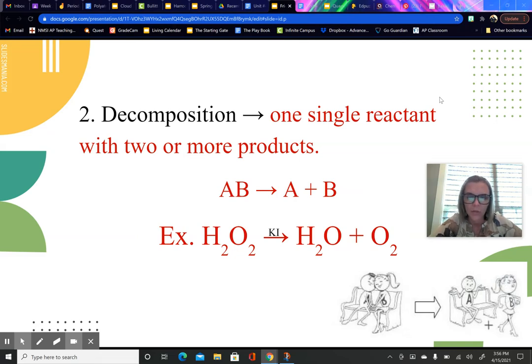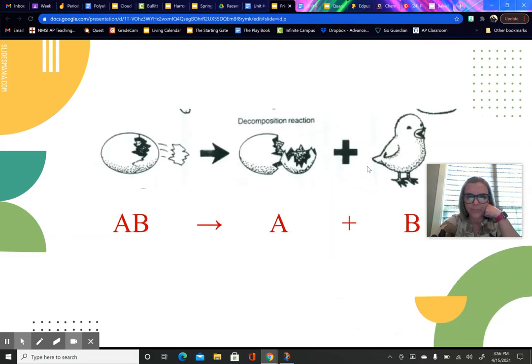H2O2 is hydrogen peroxide. In this demonstration, which you're going to write down if you haven't already, you're going to see hydrogen peroxide decompose into water and oxygen gas. We're going to use a catalyst for it. I don't know if in the video they use KI or NaI, but they both do the same thing. There's a catalyst because it is over the arrow. This is potassium iodide. We're going to watch for evidence of chemical change and write that on our paper.